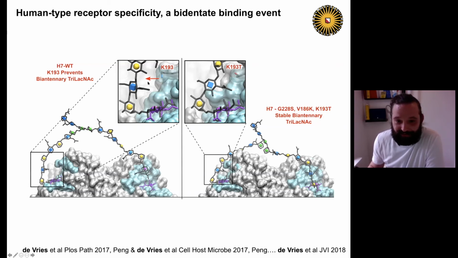Because if there's a lysine here, which is present in these strains, and if we convert it into a threonine, these simpler amino acids, which you would see in H2 or human H3s, now we saw binding to these structures on the array. And the hypothesis at the time was that if you have this structure that is big enough, you form a bidentate binding process with 2 sialic acids of a single N-glycan in 2 receptor binding domains within this HA trimer.